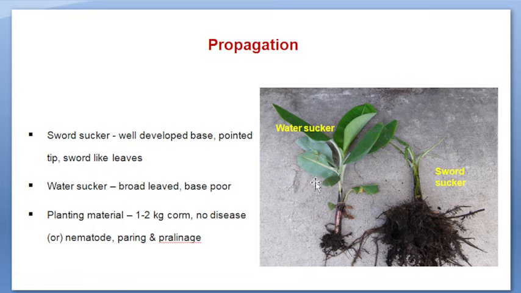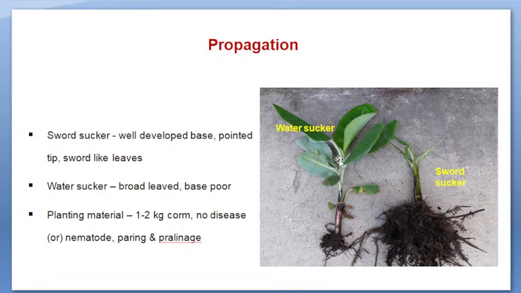Here you can see, these are called suckers. This is the water sucker, and this is the sword sucker. Mainly sword suckers are used for propagation purpose. Here you can see in this photograph, in the case of sword suckers, the base or root portion is completely developed. But in water sucker, there is a poor development of the roots.